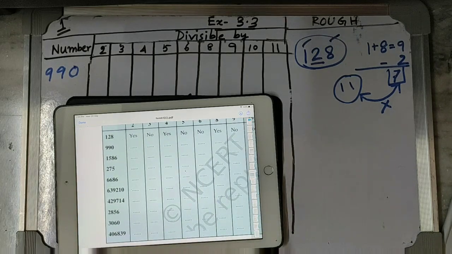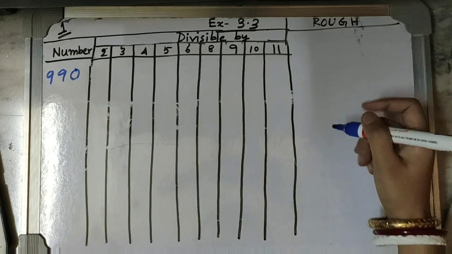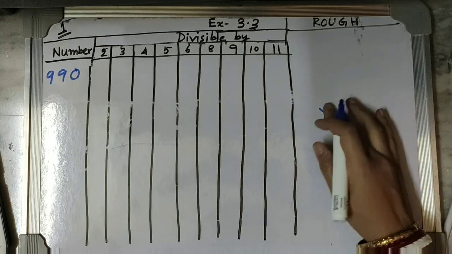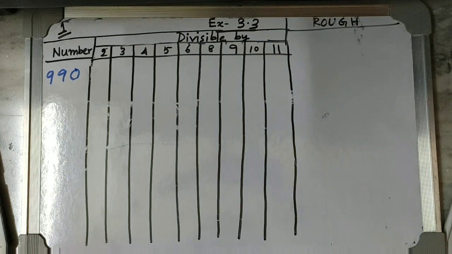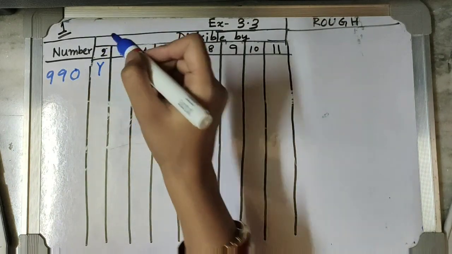Okay, let's check the next example. Here 990 is given. 990 is itself an even number, so it must be divisible by 2 first. Here in the question it is written, we have to write yes or no. For lack of space I am writing only y instead of yes.